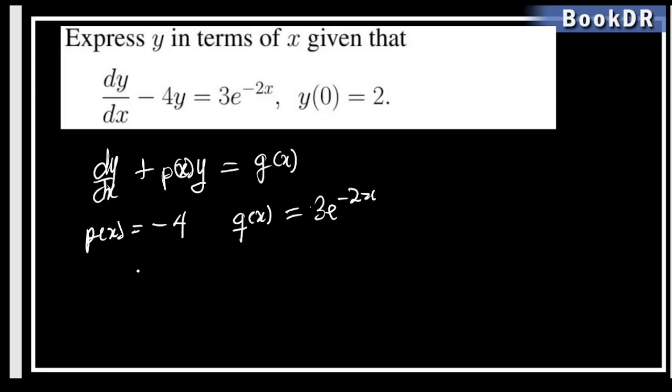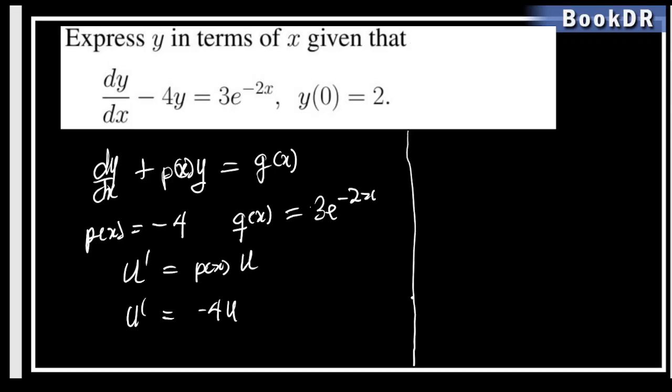We shall look for a function known as the integrating factor. Let's represent that function by u. And the function should behave such that its derivative should be equal to p of x multiplying the function again. In that regard, this function, which we call u, its derivative will be equal to minus 4u. We now solve for this particular function.